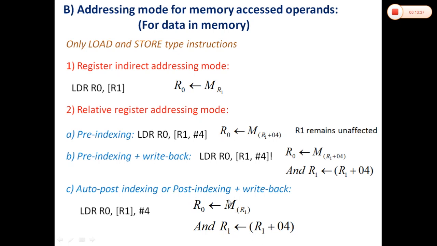Indexing is done after the data transfer, so it is post indexing, and it also includes the write back operation because R1 is modified. Therefore it is post indexing plus write back. It is also called auto post indexing. So these are the three types of operations coming under the relative register addressing mode.